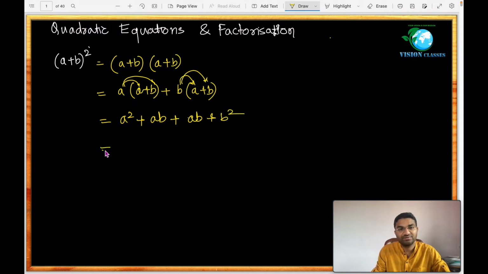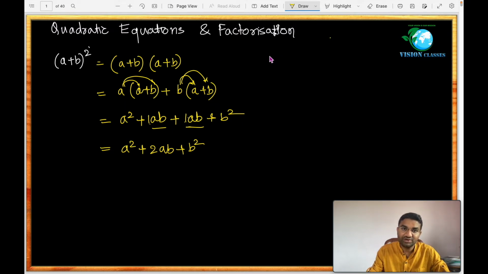You can see here these are the two like terms. We have coefficients 1 and 1, so 1 plus 1 is 2. a square plus 2ab plus b square. This is the expansion of (a plus b) bracket square.